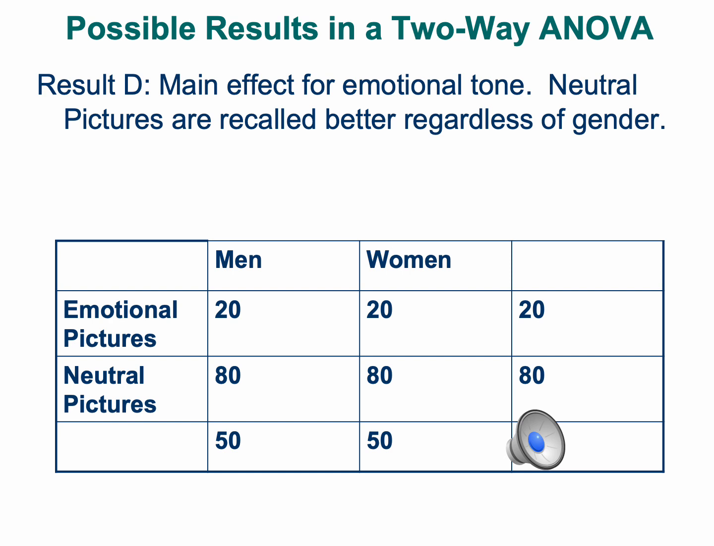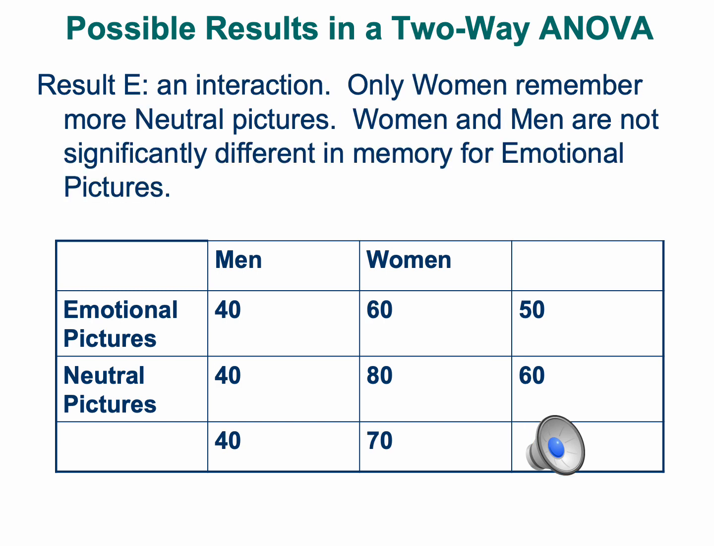And here you have another main effect. Here you have the main effect for emotional tone of the pictures. So the neutral pictures are recalled better regardless of the gender. You can see that very clearly where men and women do not differ. See, there's 50 and 50, but there's a main effect for the type of pictures. So neutral pictures are remembered better, 80 to 20. Here's another possible result, another interaction.